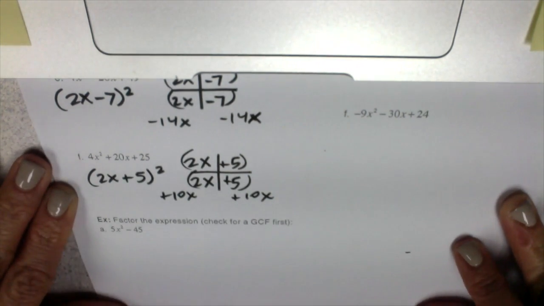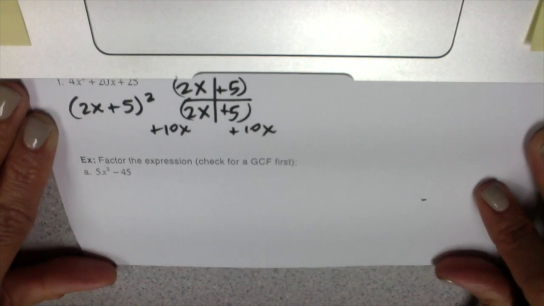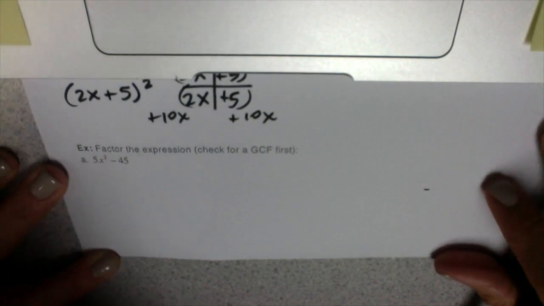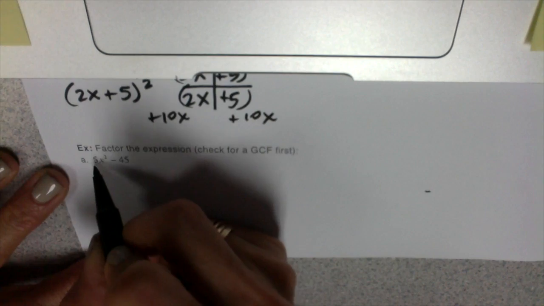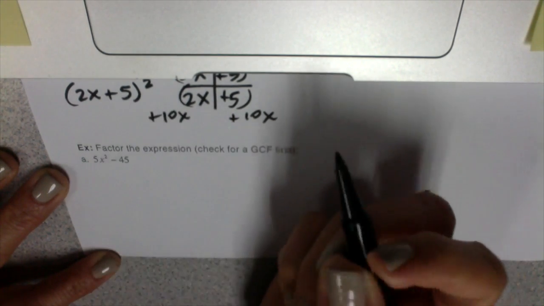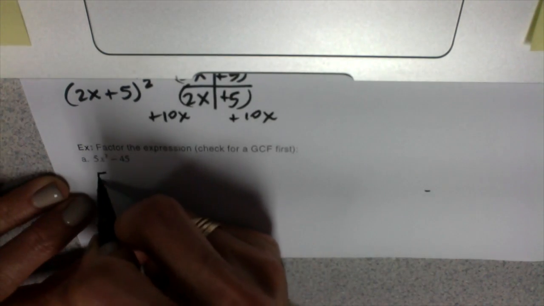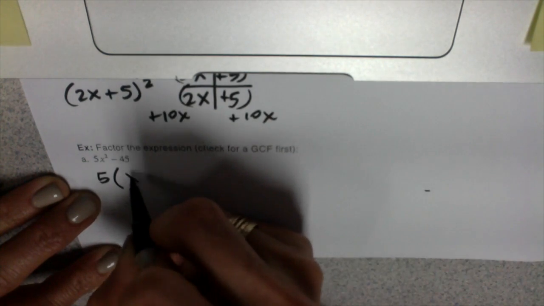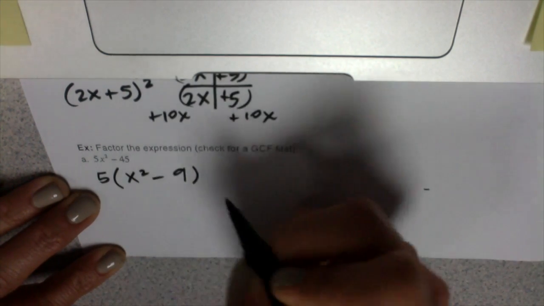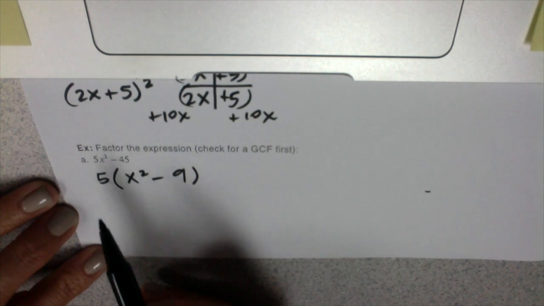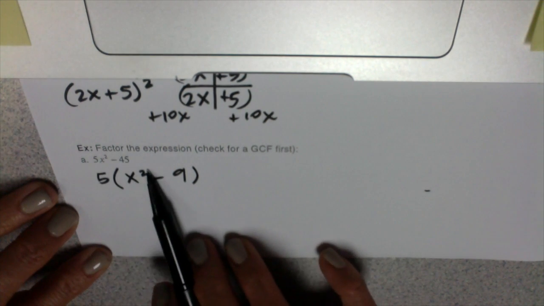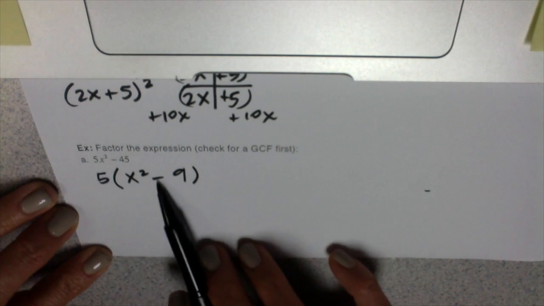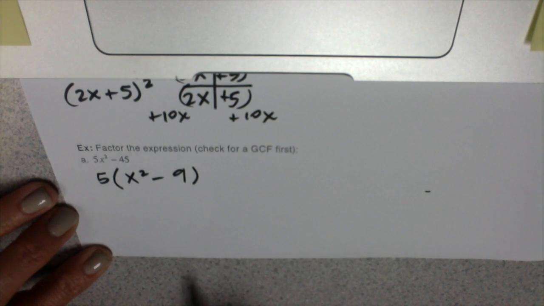Okay, on this next set, it says factor the expression, check for a GCF first. So we have 5x squared minus 45. You're factoring a 5 out, and then you're left with x squared minus 9. So again, when you factor the 5 out, you can always check: 5 times x squared is 5x squared. 5 times negative 9 is negative 45.